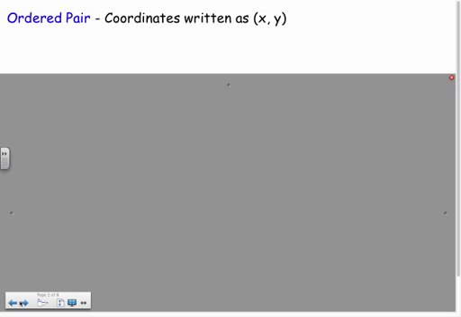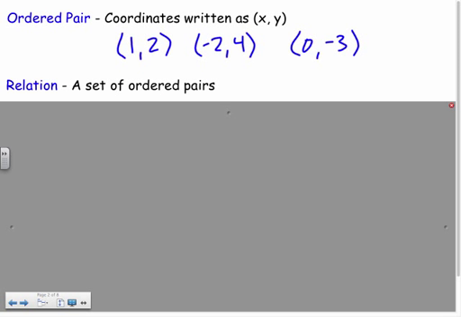So we just talked about this ordered pair. I'm going to write 3 ordered pairs down that we're going to use here. So 1, 2. Let's use -2, 4, and 0, -3. I'm going to use those because we're going to display our ordered pairs in different ways. So a relation is just a set of ordered pairs.